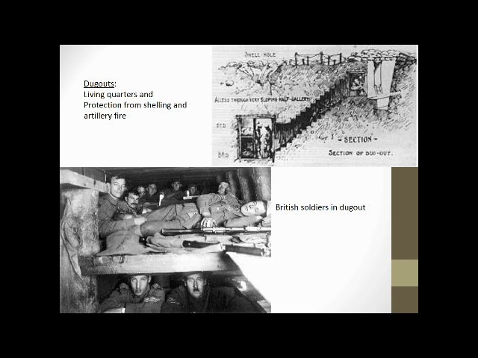Of course, the British also used dugouts. Dugouts were, again, as deep as 15 meters under the ground, and these could withstand shell hits from above. Soldiers were often crammed in these areas. They would sleep in these areas, as depicted in this image of British soldiers in a dugout on the Western Front.